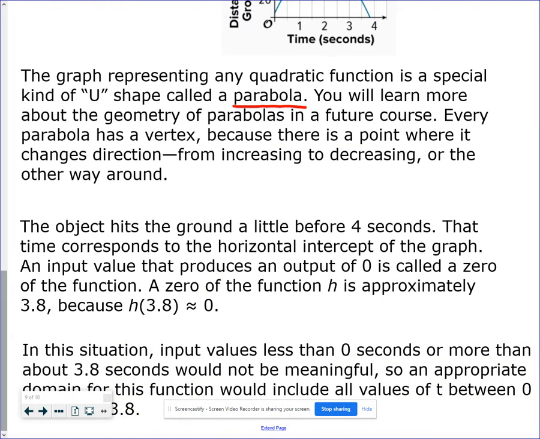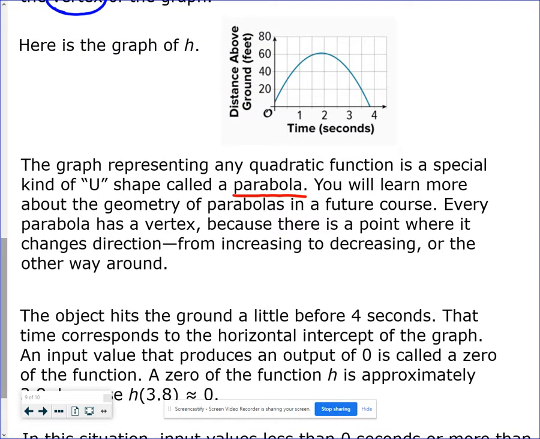So this, it says, and you can just barely see the graph up there, it says that it hits the ground a little bit before 4 seconds. That is on the x-axis, right? That's a 0. So it didn't actually get down to the x-axis over here, right? It started at 5 feet, but right here, that point right there is the 0. That's the time when it gets back down to the ground, when the height is 0.